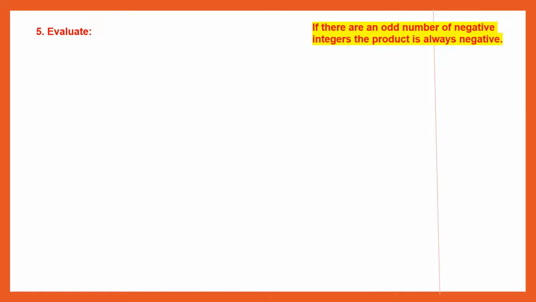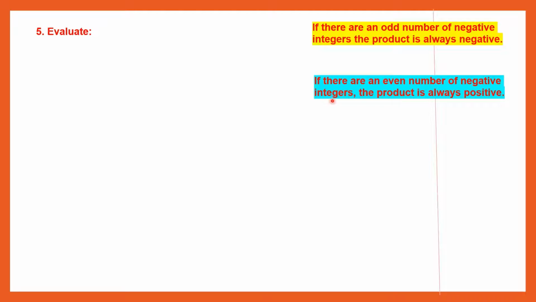Now question 5, remember this property. If there are an odd number of negative integers, the product is always negative. If there are an even number of negative integers, the product is always positive. So what you have to do is, in your question, look out for the negative integers, count and see how many there are. So let's do it that way. So here we have 4 into 6 into 8. We don't have any negative integer. Let's do normal multiplication. 4 sixes are 24. Now 24 into 8. 8 fours are 32, carry 3. 8 twos are 16, 17, 18, 19.